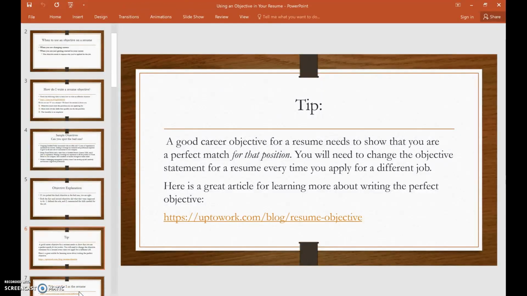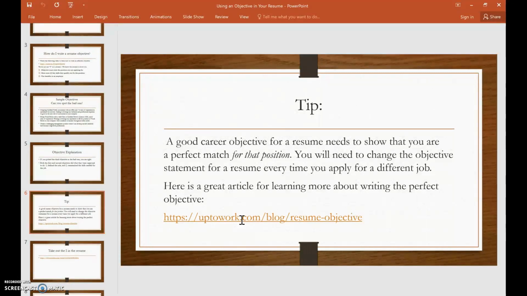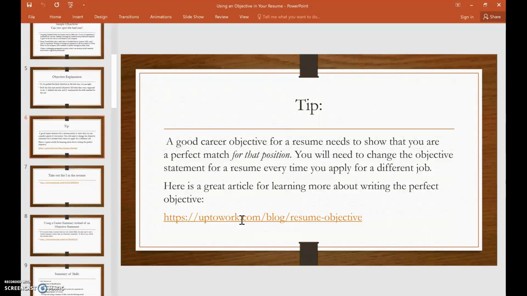All right, so if you're still feeling a little shaky about how to write a great objective, I'd like to send you out to this article about writing objectives. It has more sample objectives that you can model from, and it has great advice. So if you're still not sure about how to formulate that objective, go to that website at this time.